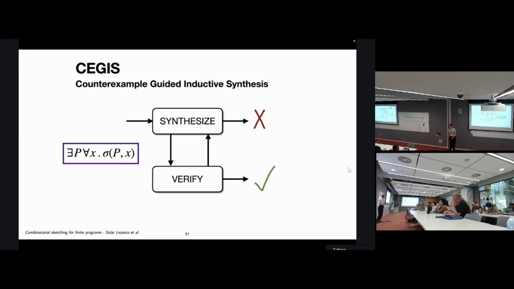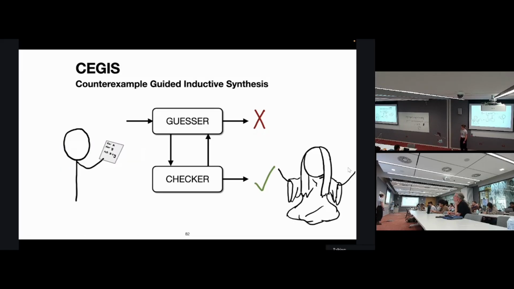So. Okay, we have a synthesizer and a verifier. This is the specification that we had before. So we want to find a program P such that for all X, some formula holds. Yeah, a guesser and a checker, essentially. That's how you can think of CEGIS.